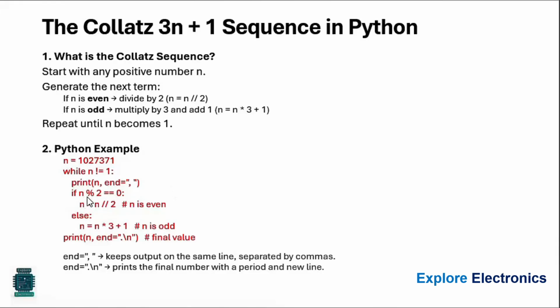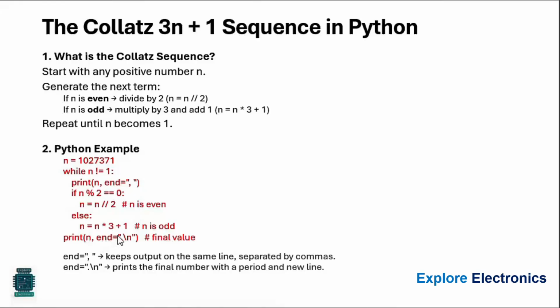If n modulus 2 is equal to 0, n is equal to n divided by 2. Then n is even. If it is divided by 2 and the remainder is 0, it is even. Or else n is equal to n times 3 plus 1, which is for odd. We have to perform this.